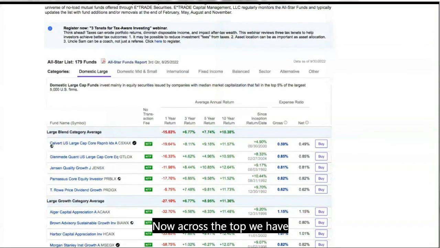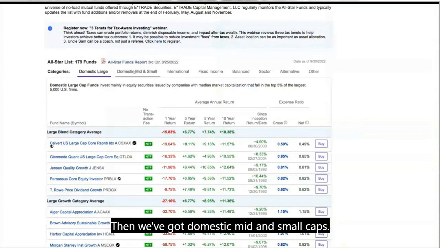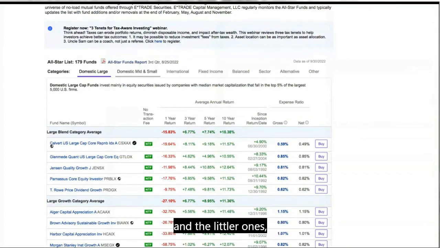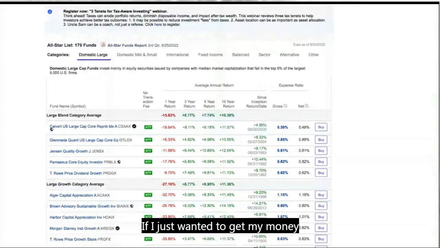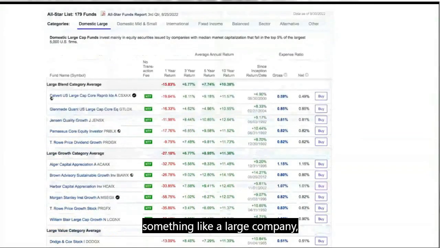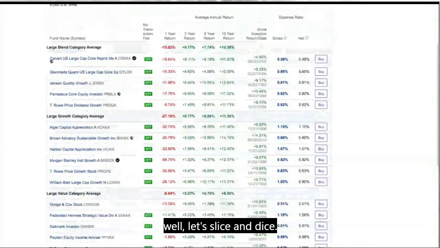Now, across the top, we have things like domestic large. This would be U.S. large companies. Then we've got domestic mid and small caps, so not the big giant companies, but the smaller and littler ones, international, fixed income, balanced, sector, alternative, and other. Let's say just getting started, I wanted to get my money to work in something like a large company. Well, let's slice and dice it a little bit further.